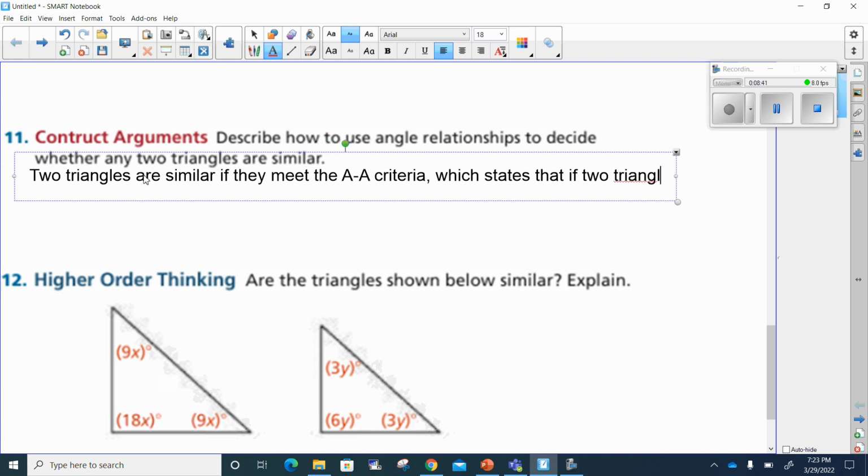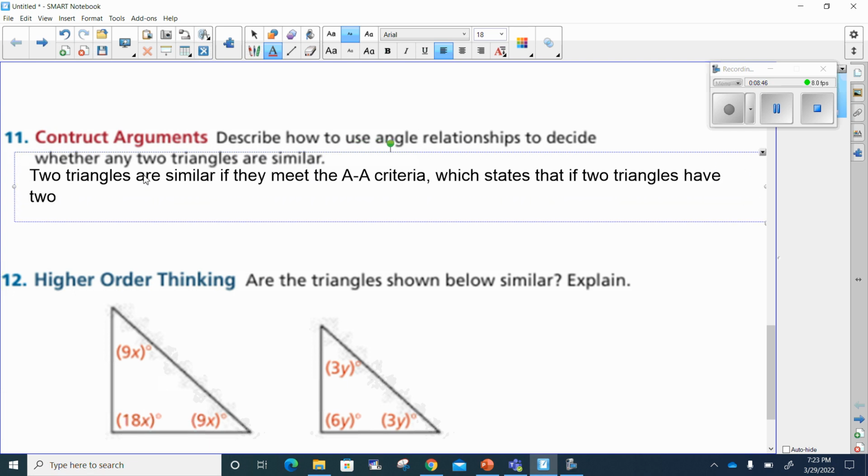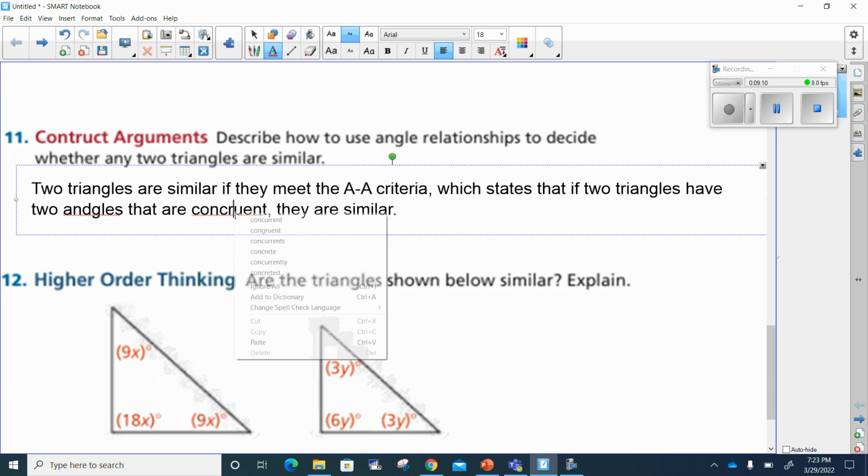triangles have two angles that are congruent, they are similar. Okay? And that simply means, I mean, if you have two of them that are congruent, then you're going to have three of them that are congruent. I think I spelled congruent wrong. Sorry about that. All right.